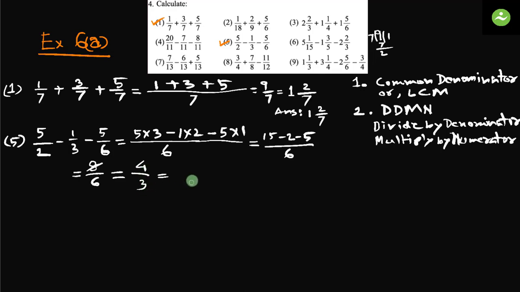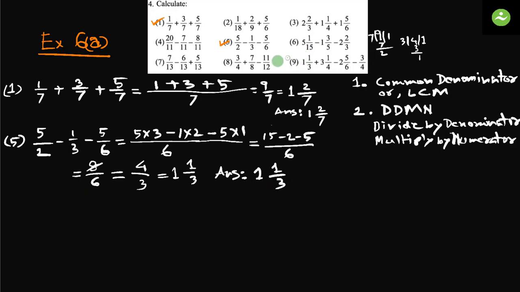Simplified equals to, what does 4 by 3 mean? 4 by 3 means divide 4 by 3. 3 into 1. So 1 and 1 by 3. The answer: 1 and 1 by 3.